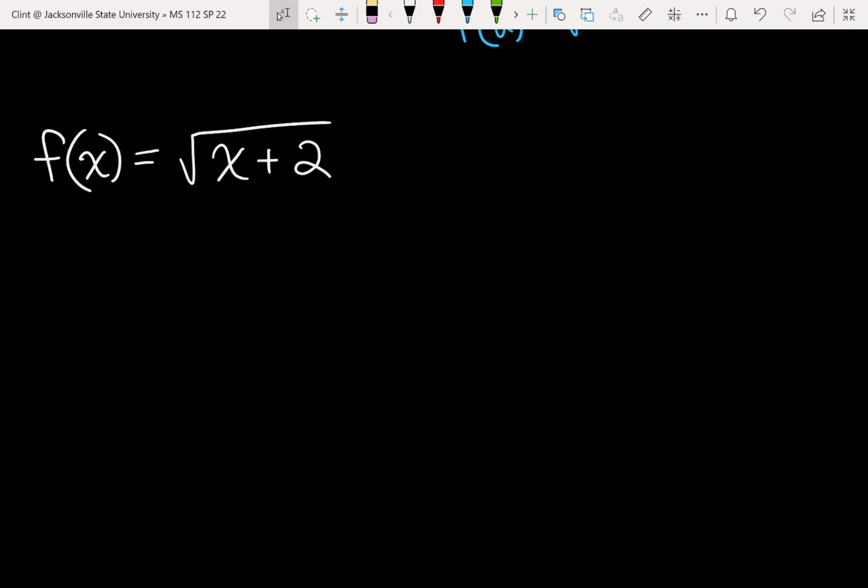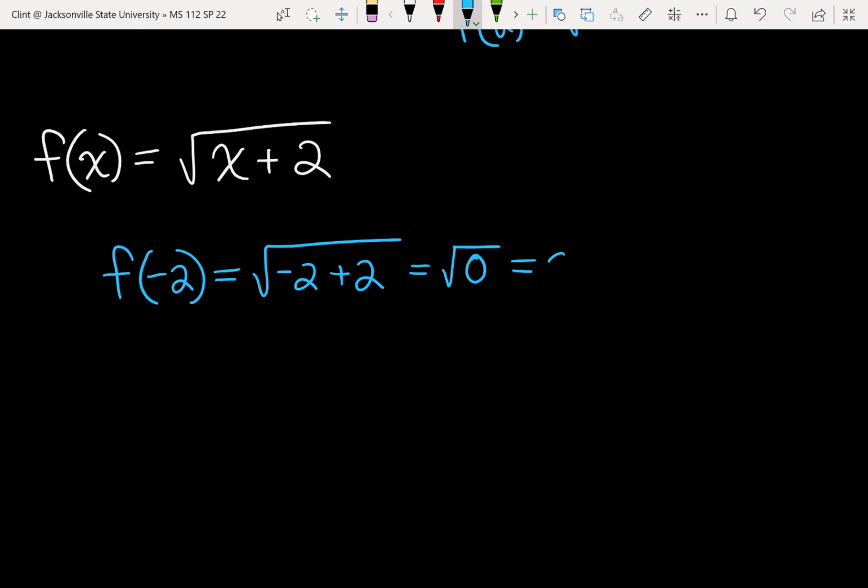So what would make this 0? What will we plug in for x that would make this 0 under here? -2. -2 would make it 0. Okay. So -2, if we plug it in, try the f of -2, you get -2 plus 2, square root of 0, so that's 0. So that one works.